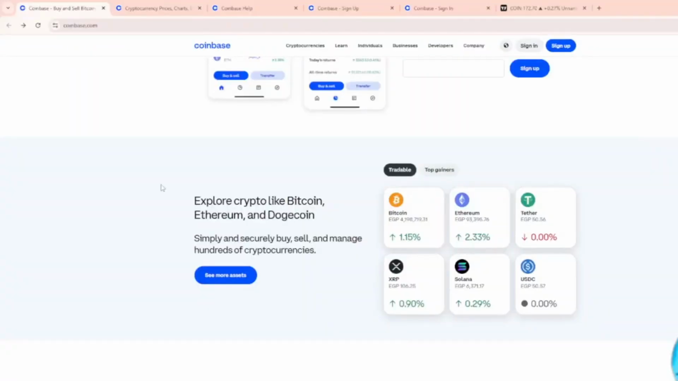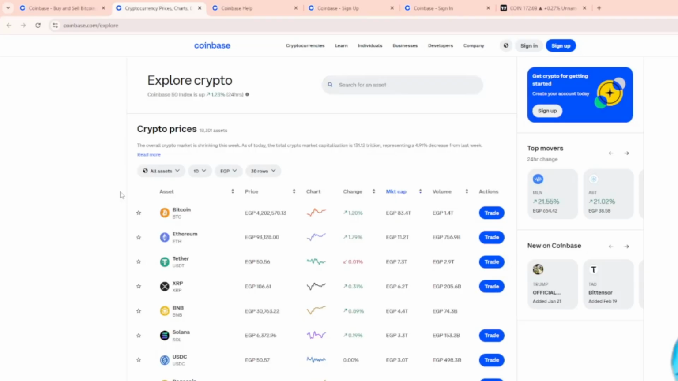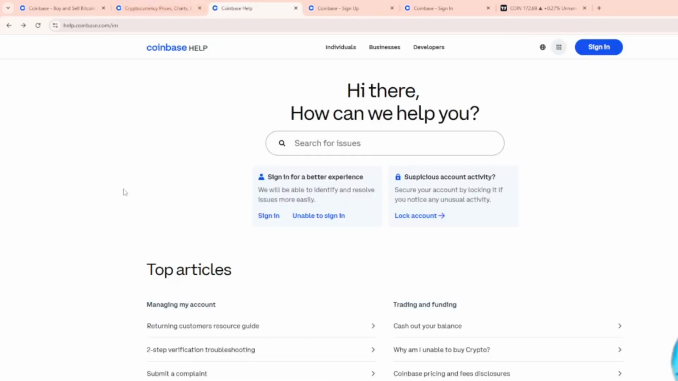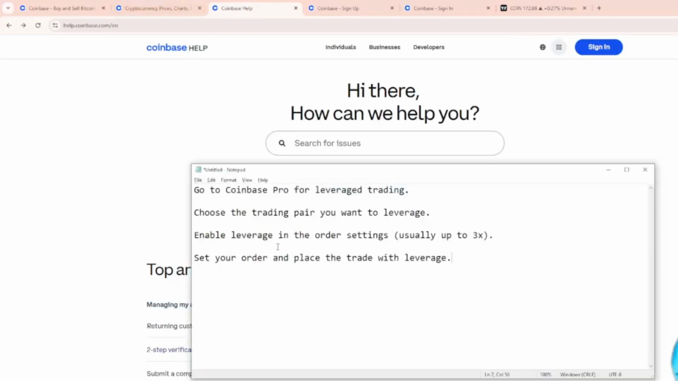In today's video, I will show you how to use leverage on Coinbase. Leverage lets you borrow funds to trade a larger position than your own investment. For example, 2x leverage on $100 gives you control of $200 worth of crypto. While this can increase your profits, it also increases your losses. If the market moves too far against your trade, your position could be liquidated.